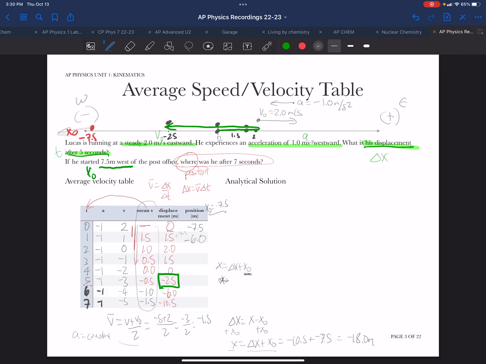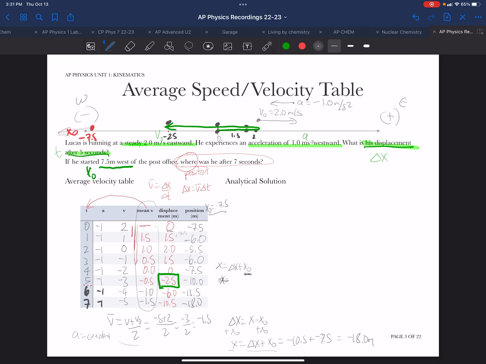minus 6.0. And this becomes minus 5.5. And this becomes minus 6.0 again. And minus 7.5. And this gives us a minus 10. And a minus 13.5. Oh, I made a mistake there. Oh, that is minus 13.5. And minus 7.5 minus is a minus 18.0.